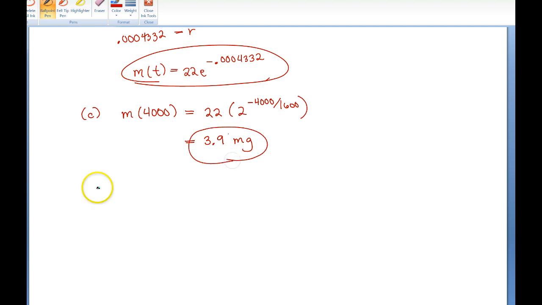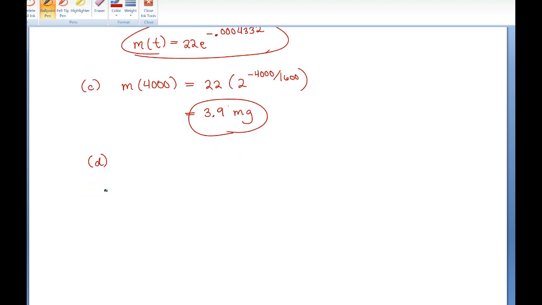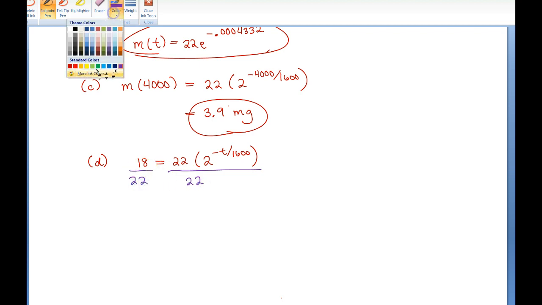For D, okay, after how long will only 18 milligrams of the sample remain? So we have 18 is what we end up with. We started with 22. So this is the equation we want to solve. Again, we want to isolate that exponent. So we're going to get rid of 22 first. So I have 18 over 22, which just reduces to 9 over 11.